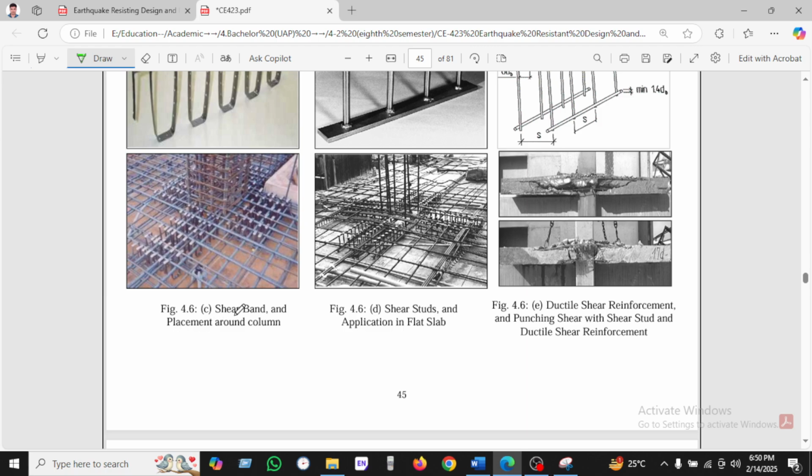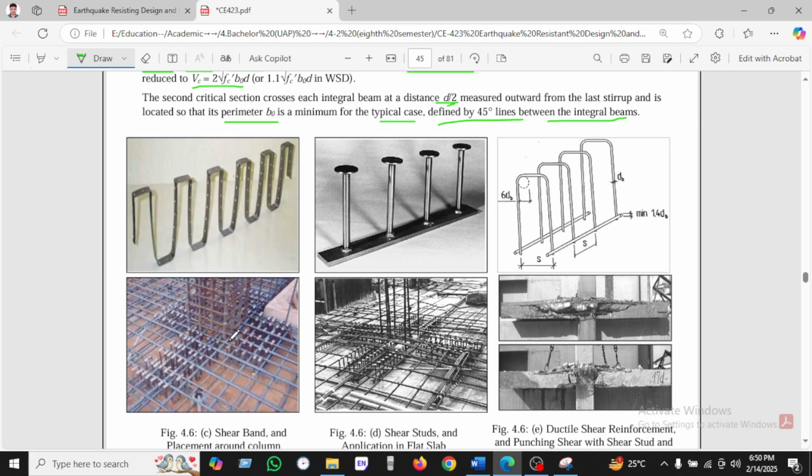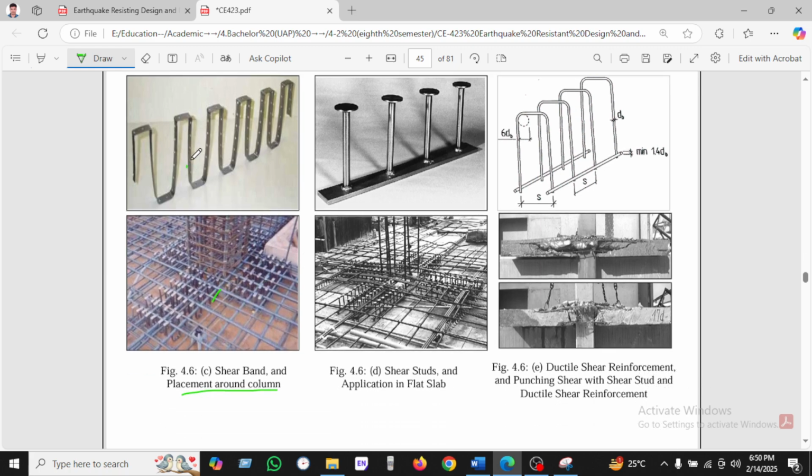So you can see here the shear band placement around the column. This is the shear band placement around the column. It is used in this way, because this is the column. And the shear stud is applicable in flat slab. So this is the shear stud, this is the column, and the shear stud is used surrounding it this way. For punching shear, shear studs and ductile reinforcement will be used. This is used in the region of the column.